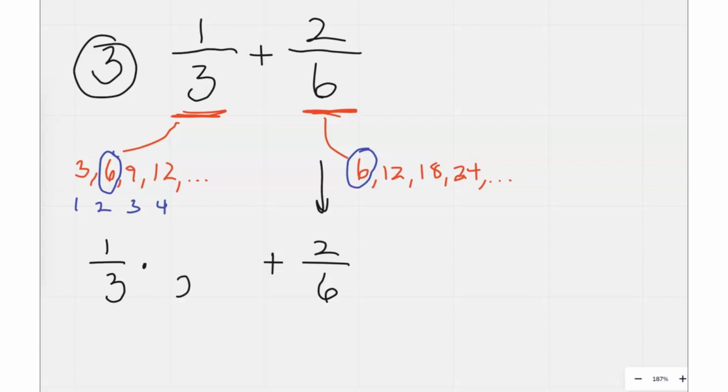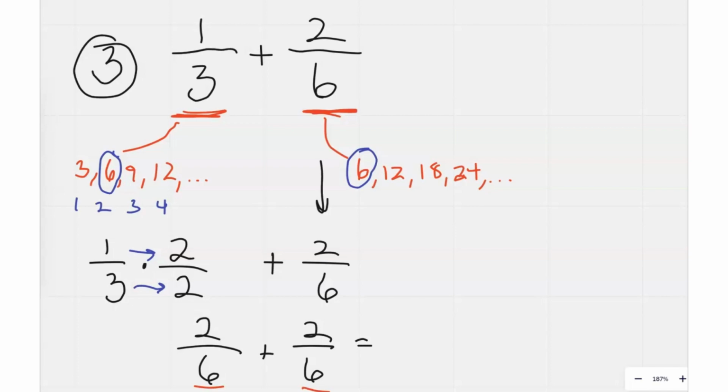So we need to multiply the numerator and the denominator of this fraction by 2. It is important to do both the top and the bottom because multiplying by 2/2 is the same as multiplying by 1. This allows us to transform the fraction without actually changing the value of it. When we multiply, we get 2/6. So now we have a new fraction, 2/6 plus 2/6, which is 4/6.